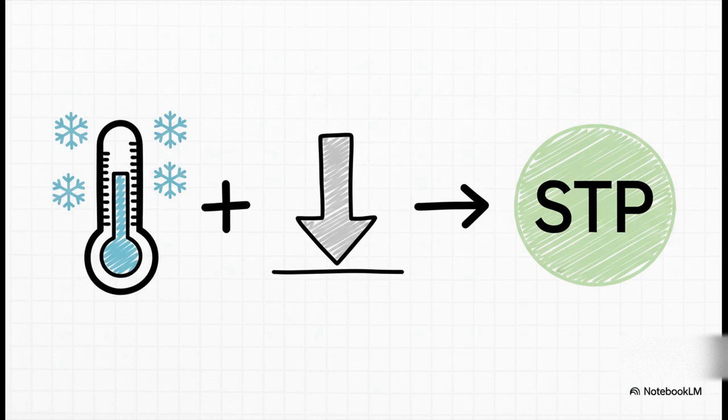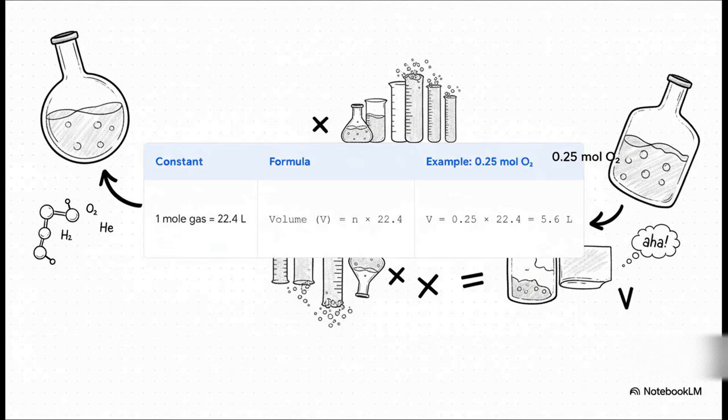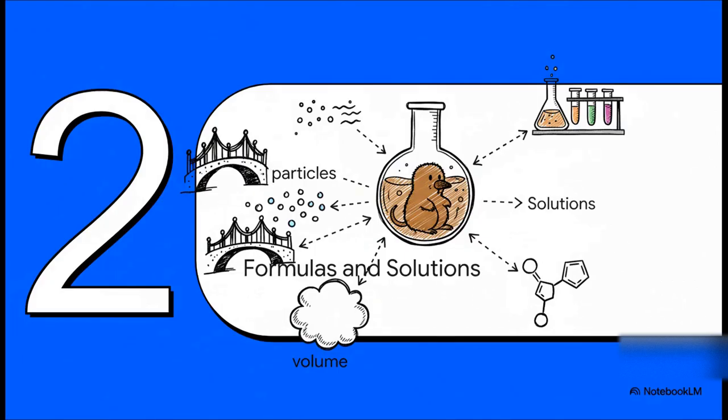And under these exact conditions, something really cool happens. And this is the amazing part. At STP, 1 mole of any ideal gas, doesn't matter if it's oxygen, helium, anything, will always take up the exact same amount of space, 22.4 liters. It's this incredible constant. So if you've got a quarter mole of oxygen gas, you just multiply it by 22.4, and you know its volume is 5.6 liters. Done.